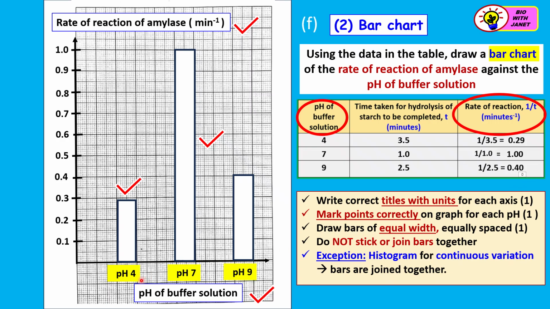So mention the three pH values here: pH 4, pH 7, and pH 9. The marking could be 1 mark for the correct transference of the points, and 1 mark for the shape of the bars. They must be of equal width. And then 1 mark for the titles and the scales here.